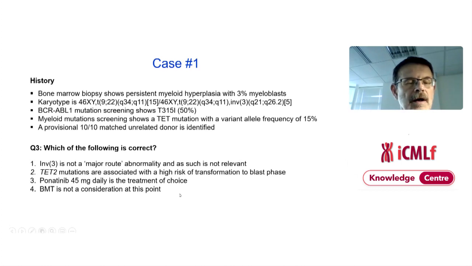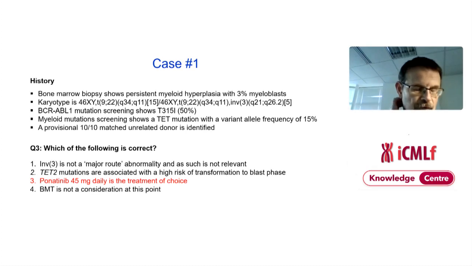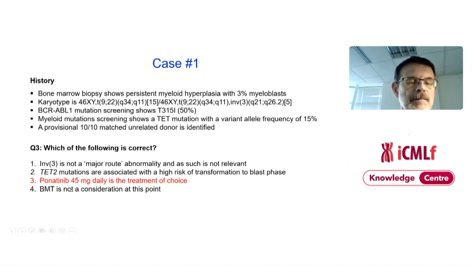So I would think the only correct statement is that the patient is a great candidate for ponatinib. Inversion 3 is not major route, but is associated with a high risk of blastic transformation. TET2 mutations are not associated with high risk of transformation to blast phase, and the significance of these 15% here is really unclear. BMT is not a consideration at this point? I think that's not correct.